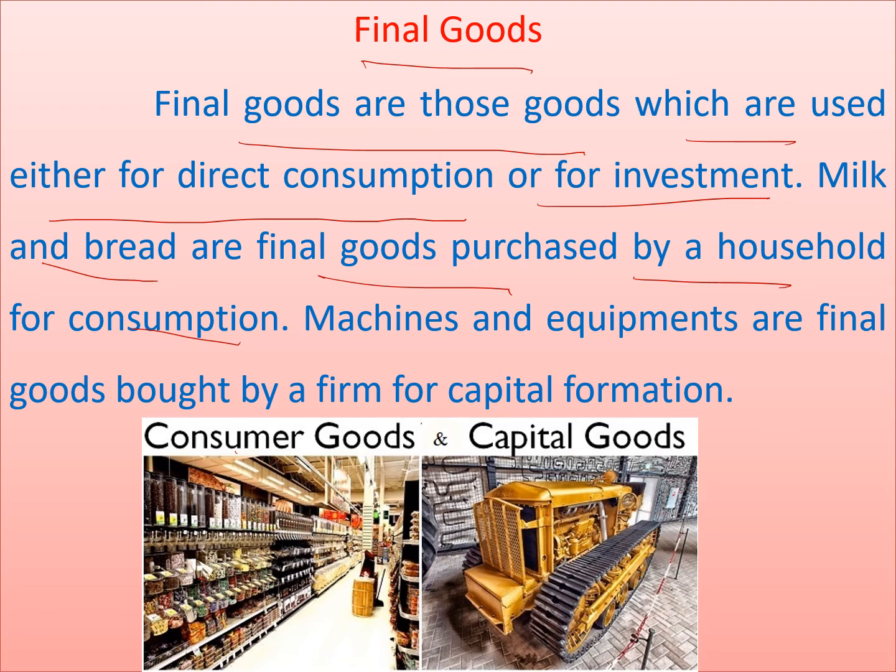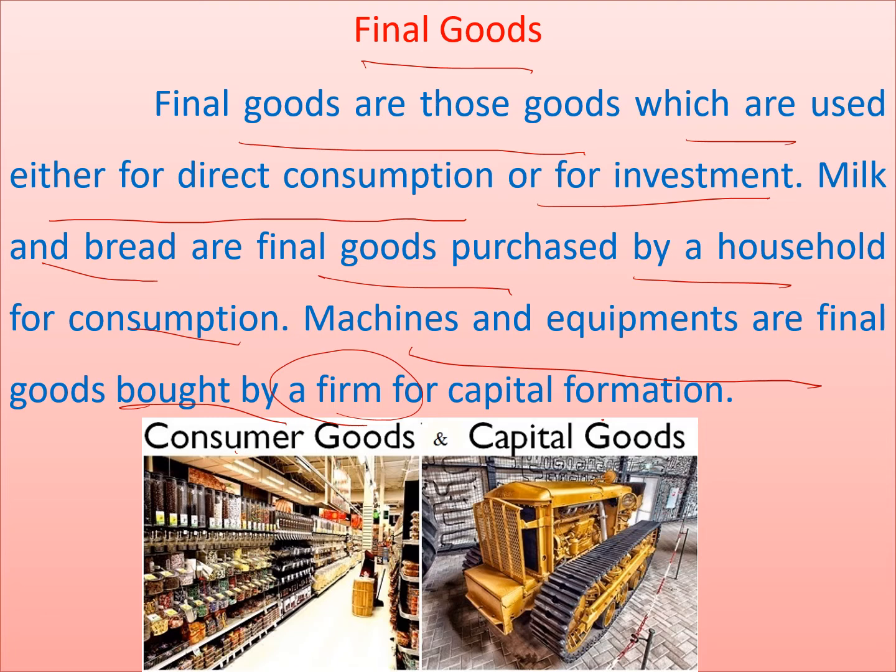But machines and equipment are also final goods, bought by a firm for capital formation, because they are bought by some company or firm to produce some other goods. It is also called final goods. Final goods are used either for direct consumption or for investment.